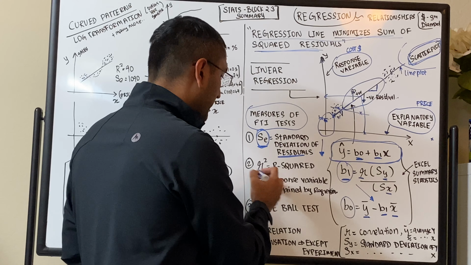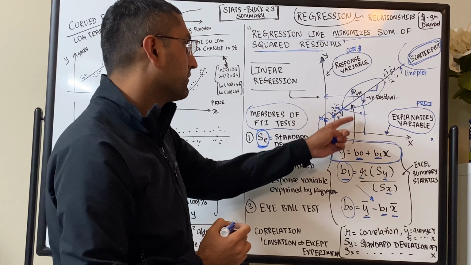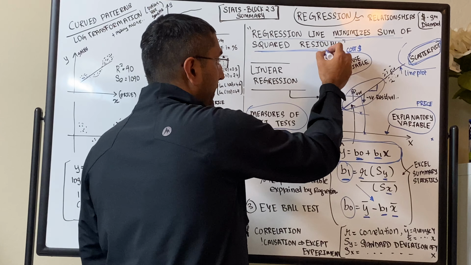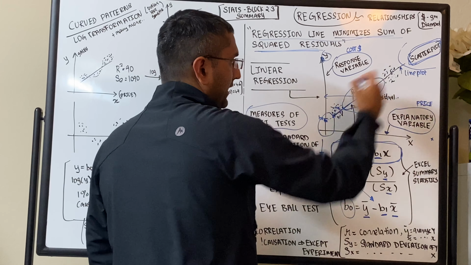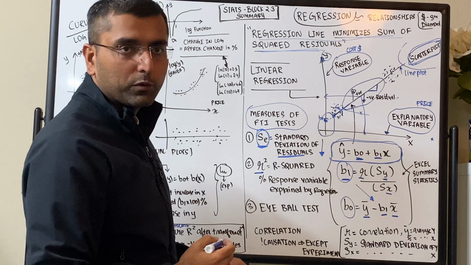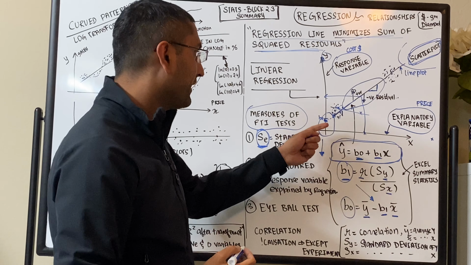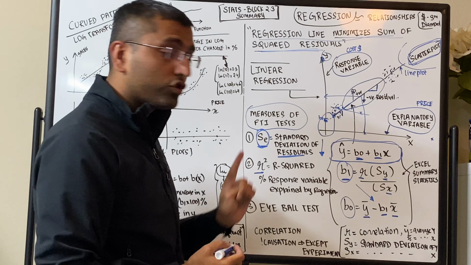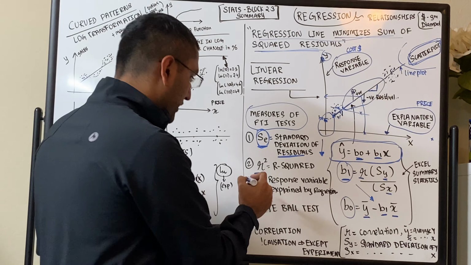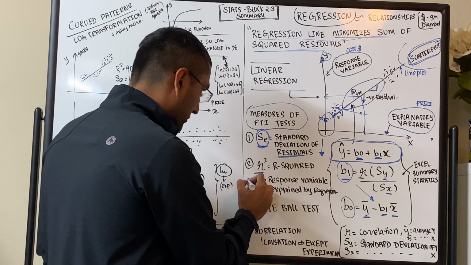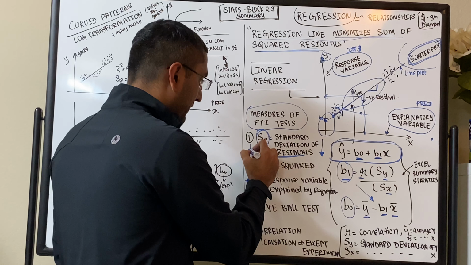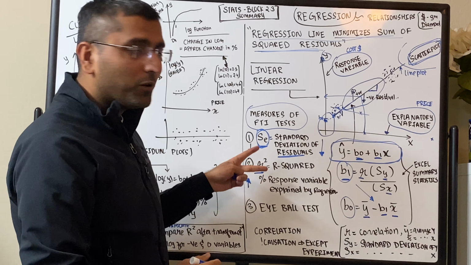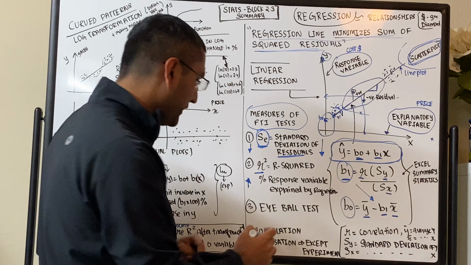R squared is basically saying what fraction of the response variable Y is explained by this regression line. So if you get R squared equals 0.8, it means 80% of your response variable is now explained by this regression. So the higher the R squared, the better. R squared should be as high as possible. Standard error, the standard deviation of the residuals, should be as low as possible. But these two are not sufficient. There's a third one that you need. You need an eyeball test.